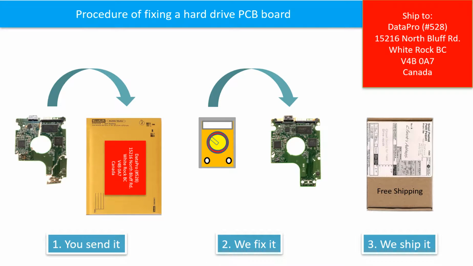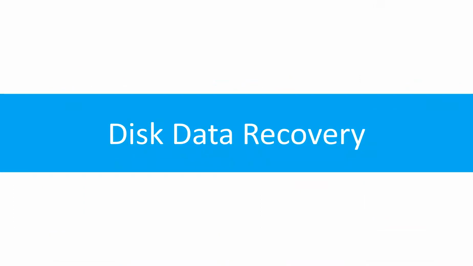This picture illustrates the procedure of fixing a hard drive PCB board. First, the clients send in their PCB board. 2. We fix the PCB board. 3. We ship back the PCB board to the clients. In the following part of the video, we are going to talk about disk data recovery.